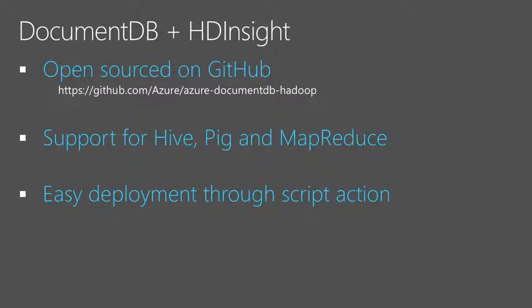So DocumentDB's Hadoop connector is open sourced on GitHub. You can find it on the link below, github.com/azure/azure-documentdb.hadoop. It supports Hive, Pig, and MapReduce.